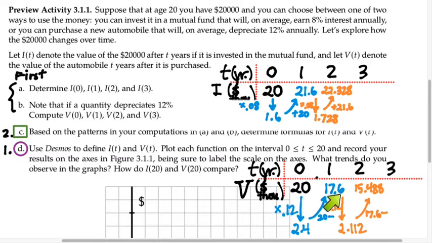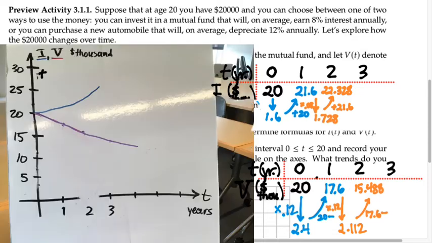And then in the following year, the amount by which it depreciates is 12% of the 17.6, which is about 2.11. Right? And then we'll subtract that amount from 17.6 and keep going. So what we ultimately end up seeing here are these two different kinds of trends. Here's my investment. Here's my mutual fund. And as time goes on, how would you describe the shape of this curve?